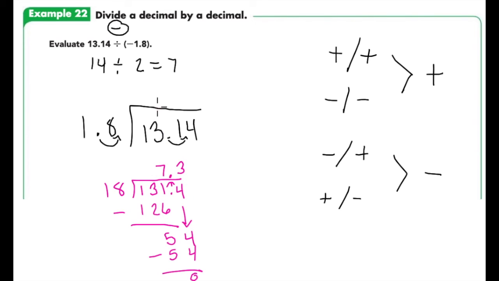And what this means is that 13 and 14 hundredths divided by a negative 1 and 8 tenths is equal to a negative 7 and 3 tenths. So again, if we check our answer with our estimate of negative 7, our estimate got us pretty close to where our answer is. So I'm going to go ahead and say that we did all of our work correctly, and the negative 7 and 3 tenths is our correct answer for this.